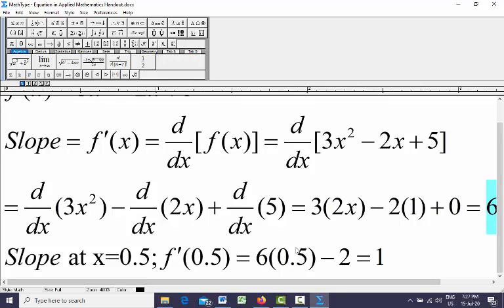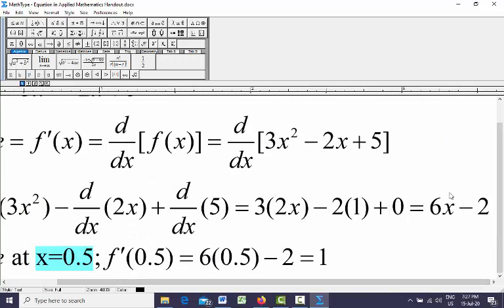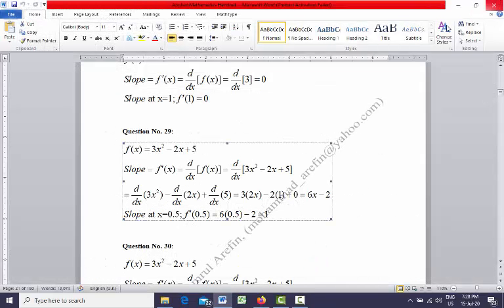Now the question is asking us to find out the slope where the value of x is 0.5, right? So we will just put the value of x as 0.5 here. If you put the value like that, the answer is slope is 1. When the value of x is 0.5, the slope is 1. So that's the answer of this question.